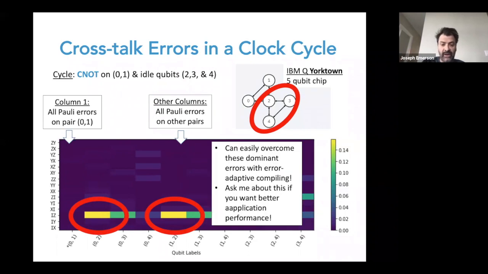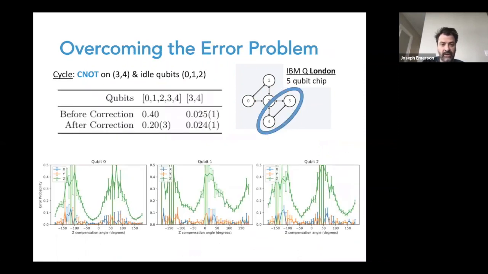Here's the exciting part: we can overcome these dominant errors with what we call error adaptive compiling. This is something we've built into our software system, and it gives dramatically different application performance. Here we've run on the IBMQ London chip. We're running a CNOT on qubits 3 and 4 and idling qubits 0, 1, and 2. What we're plotting in the first column is the total infidelity across the entire 5-qubit system, which goes from a 40% error rate to a 20% error rate via this error adaptive compiling tool we've developed using this diagnostic data. So you can get much better application performance.